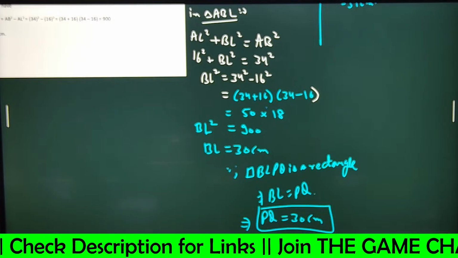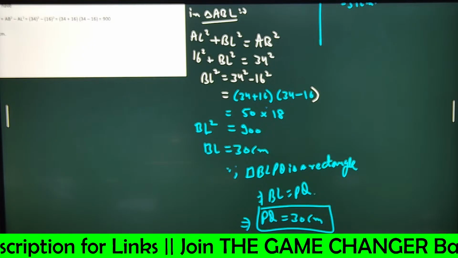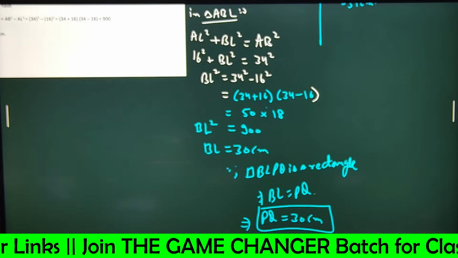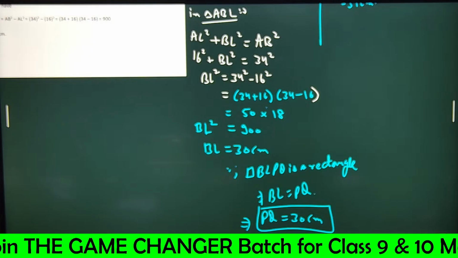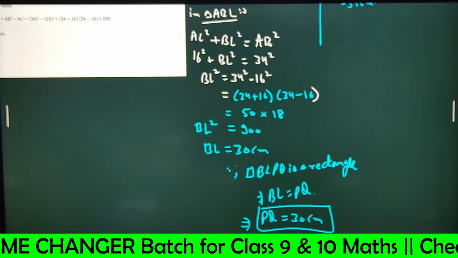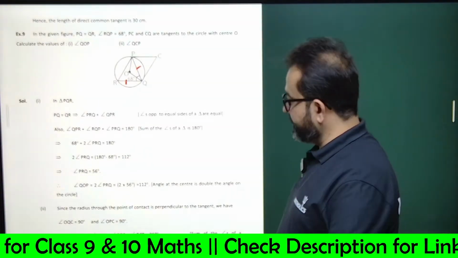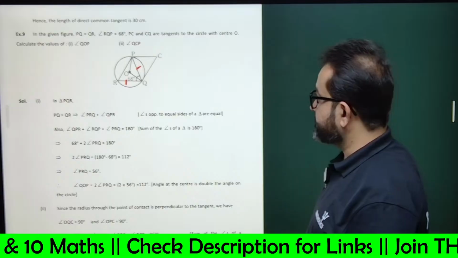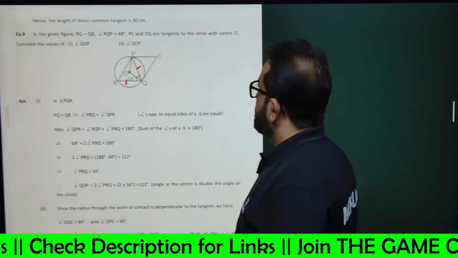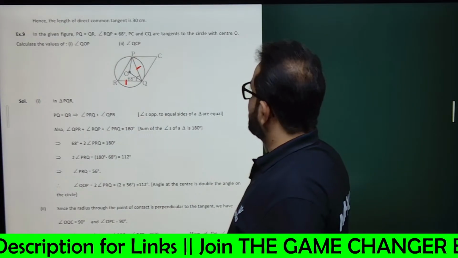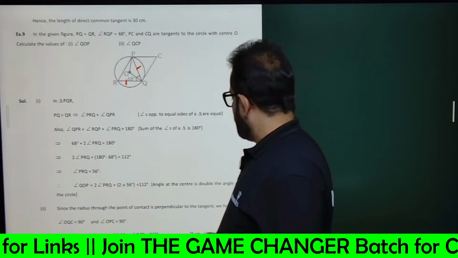Done. Videos on. Okay, we'll try, but you must try these questions first, okay, before doing any kind of book. Okay, next. In the given figure, PQ equals to QR. Last question for today's evening. Okay, PQ equals to QR. RQP equals to, okay, I will draw the diagram.